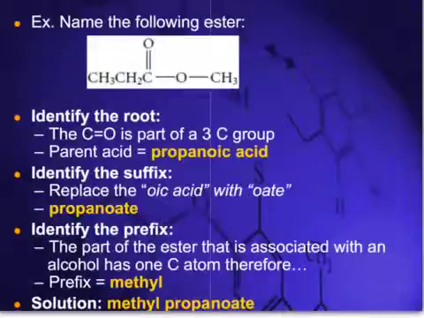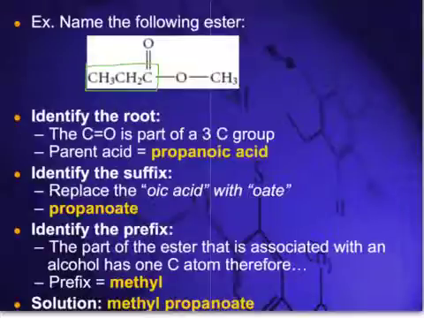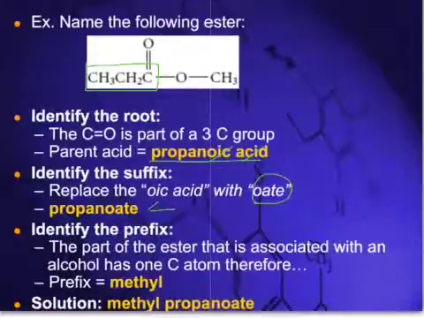Here is another naming example. First, we have to identify which carboxylic acid this ester was derived from. We see that there are 3 carbons on the carbonyl end of the ester. Therefore, we know that is a propanoic acid. Remember, we drop the -oic acid part and replace it with -oate. Therefore, the root name of this ester is propanoate.